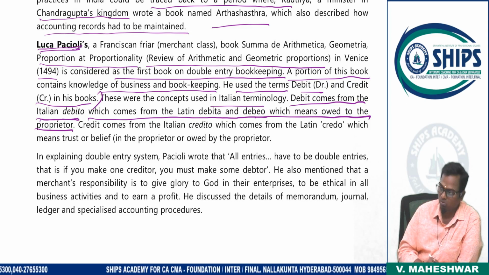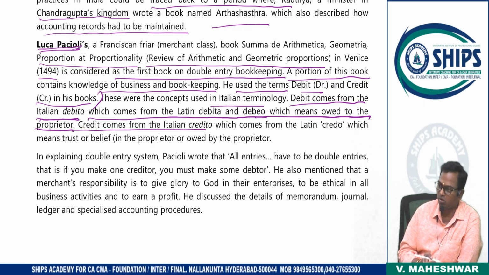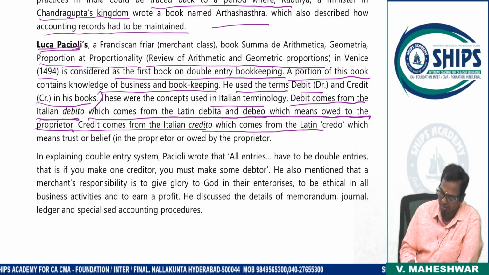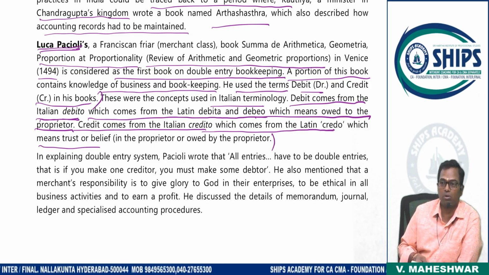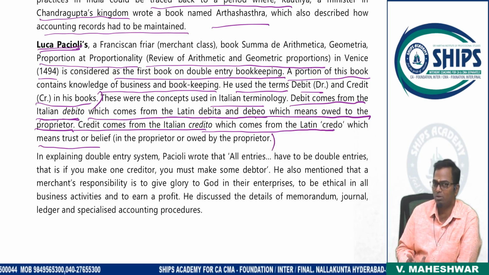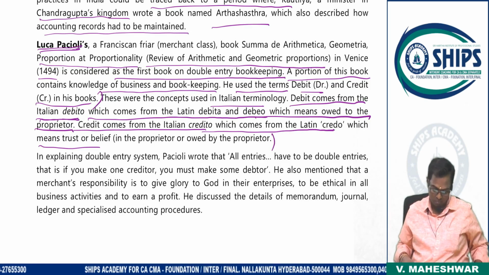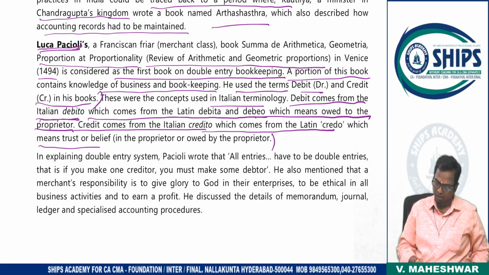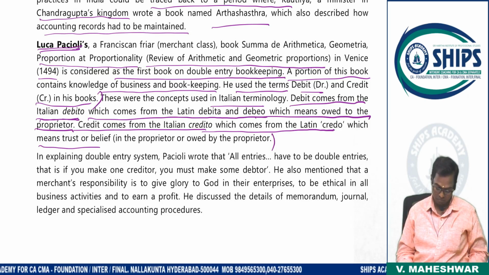As well as credit, you need to write it. Credit comes from the Italian word credito, which comes from the Latin credo, which means trust on behalf of the proprietor, or owned by the proprietor. So you just have to learn these two points, debit and credit. Actually, what is the name? Debito, credito. This time I think you are hearing these words for the first time, isn't it? Debito and credito, or debeo, credo. Up to there you note down, sir.